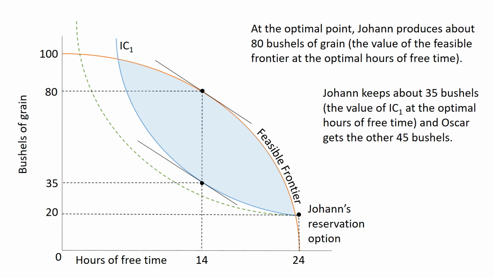Using these numbers, Oscar knows that he has to offer Johann at least 35 bushels, or else Johann would quit and go live with his parents, which is his reservation option. But Oscar also wants to maximize his rental income, so he doesn't want to allow Johann to keep any more than 35 bushels. If Johann turns him down, Oscar knows that he can always find another farmer to take his place. That's why Oscar's take it or leave it offer to Johann is just 35 bushels.